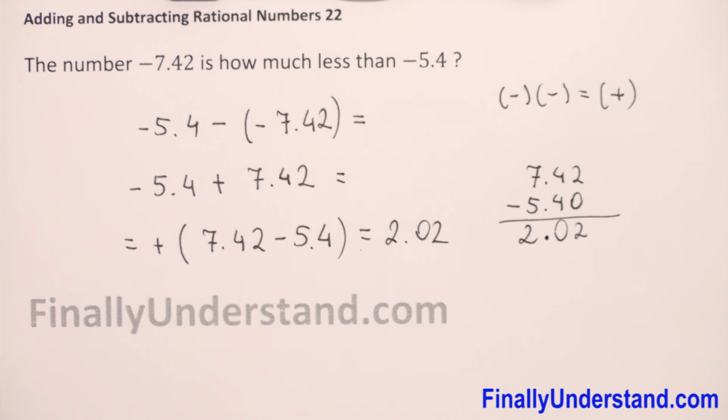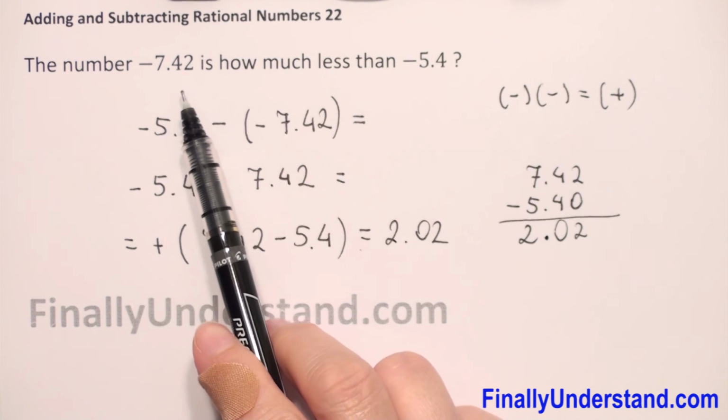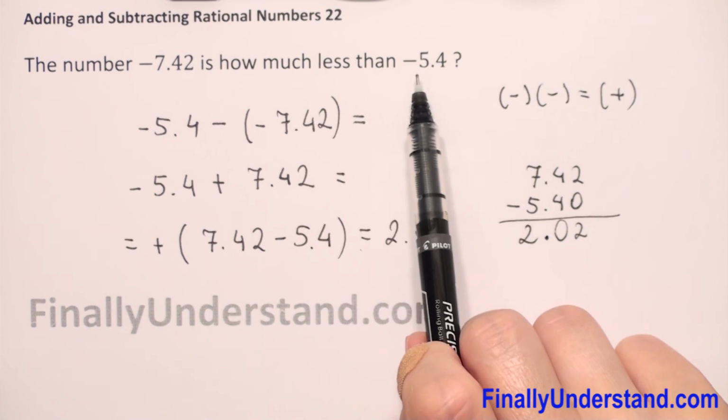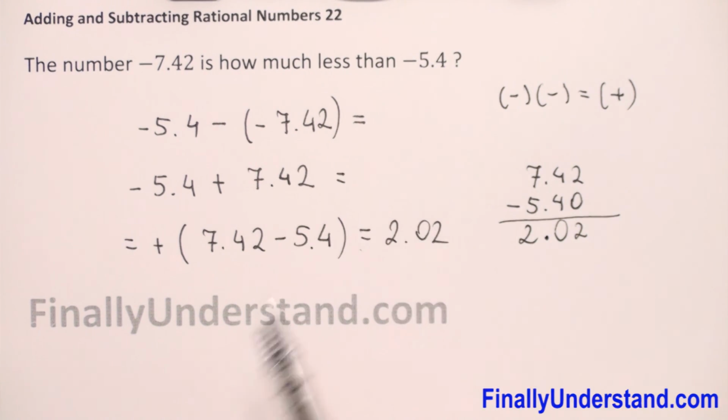So we see that the number negative 7.42 is 2.02 less than negative 5.4. This is my solution.